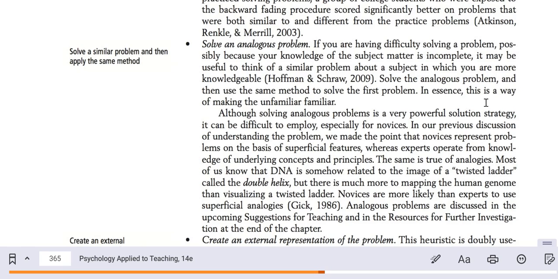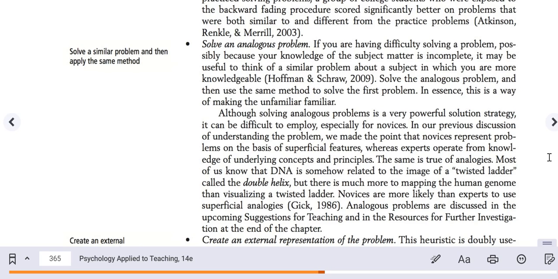Although solving analogous problems is a very powerful solution strategy, it can be difficult to employ, especially for novices. In our previous discussion of understanding the problem, we made the point that novices represent problems on the basis of superficial features, whereas experts operate from knowledge of underlying concepts and principles. The same is true of analogies. Most of us know that DNA is somehow related to the image of a twisted ladder, called the double helix, but there is much more to mapping the human genome than visualizing a twisted ladder. Novices are more likely than experts to use superficial analogies.